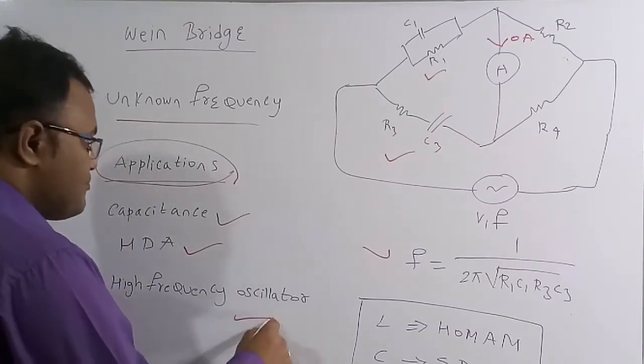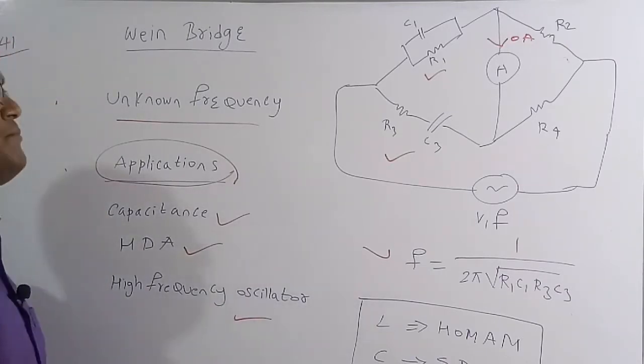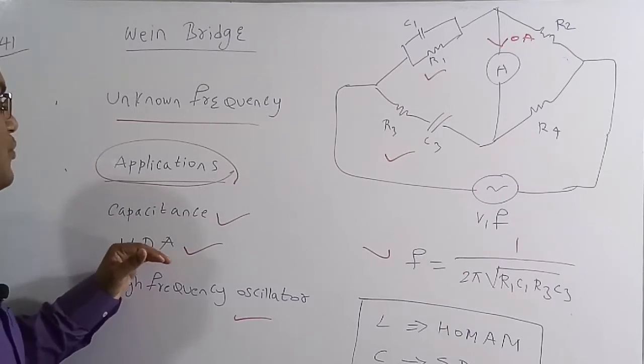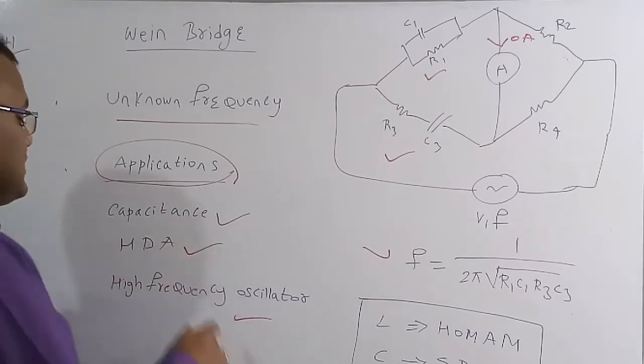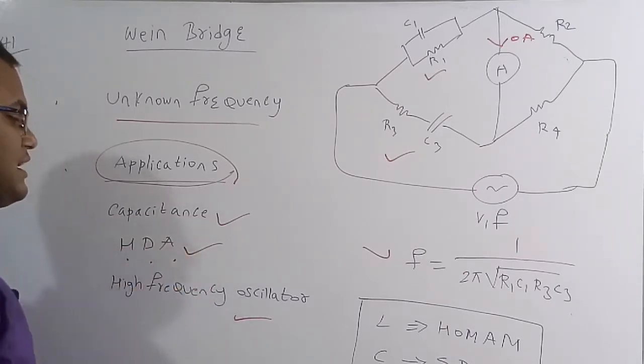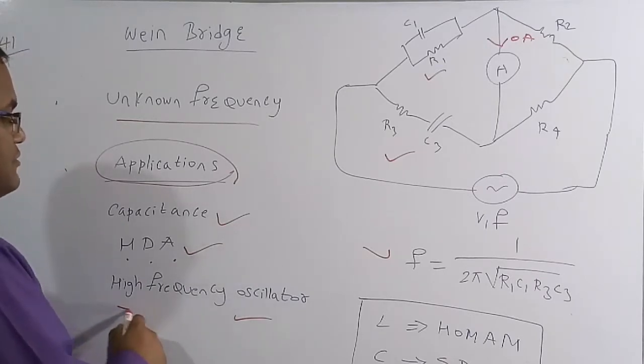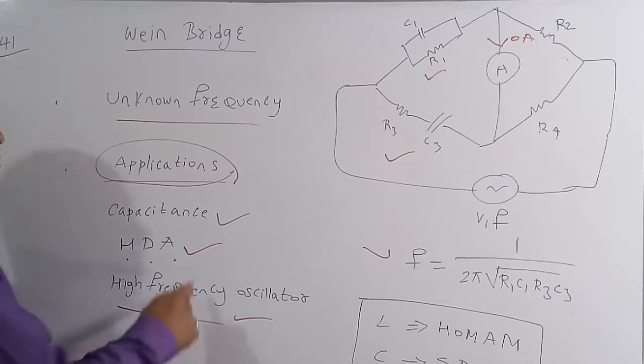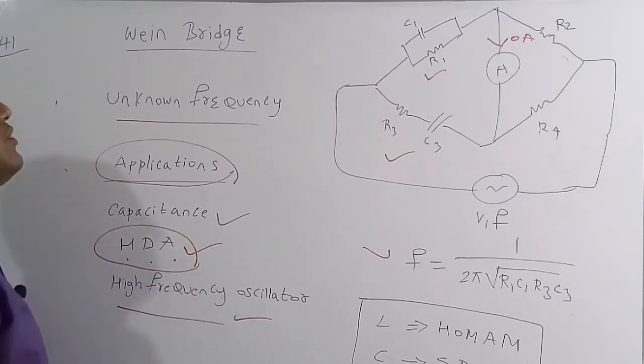Therefore, the Wien's bridge is used for the measurement of capacitance also, and also in the harmonic distortion analyzer. It is also used in the high frequency oscillator. So in the question, which bridge is used in the harmonic distortion analyzer, it is the Wien's bridge.